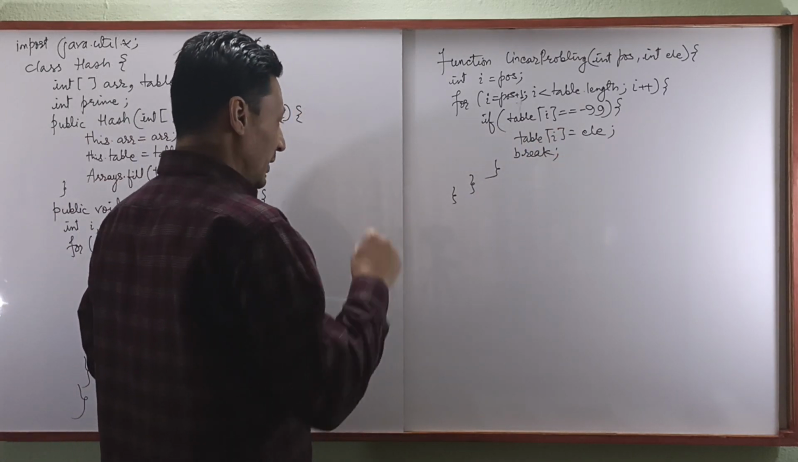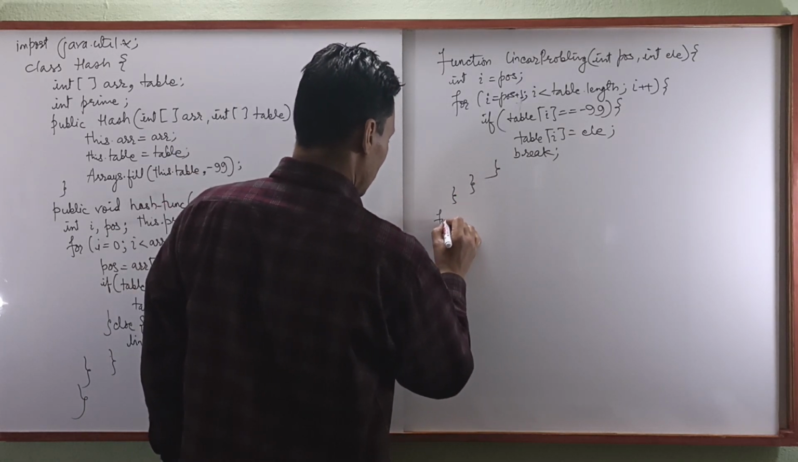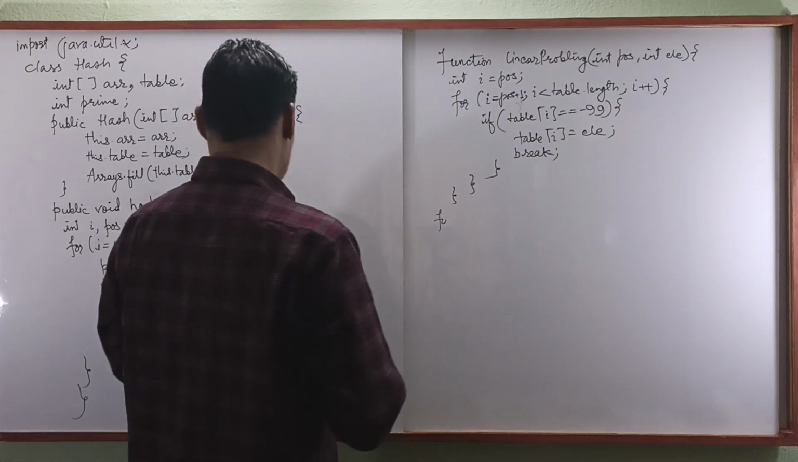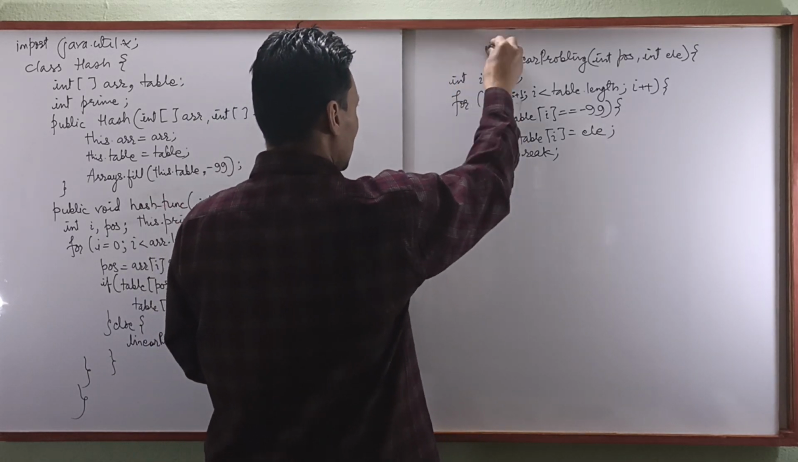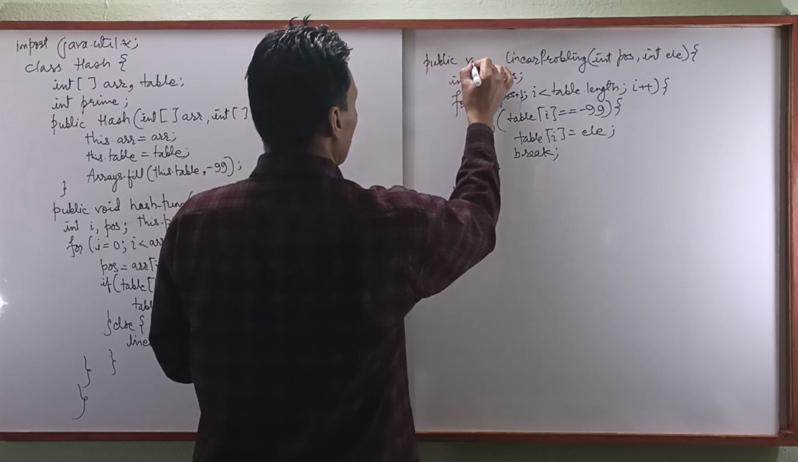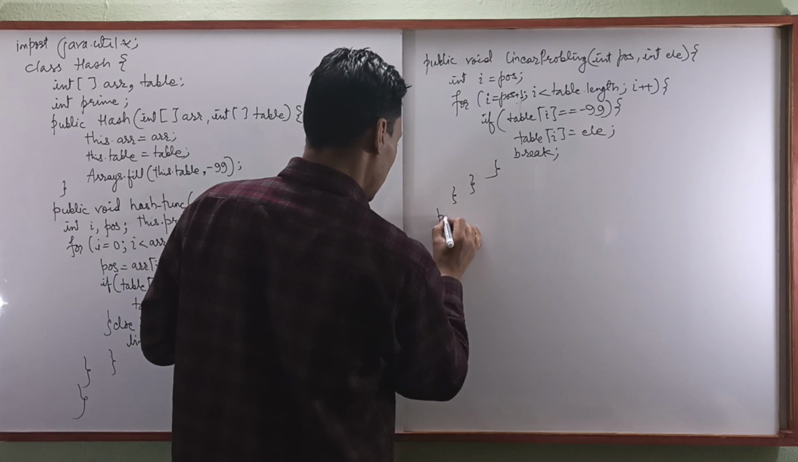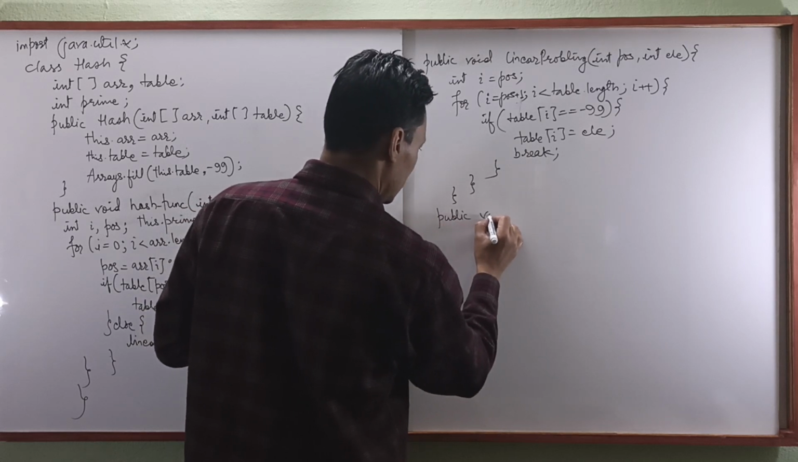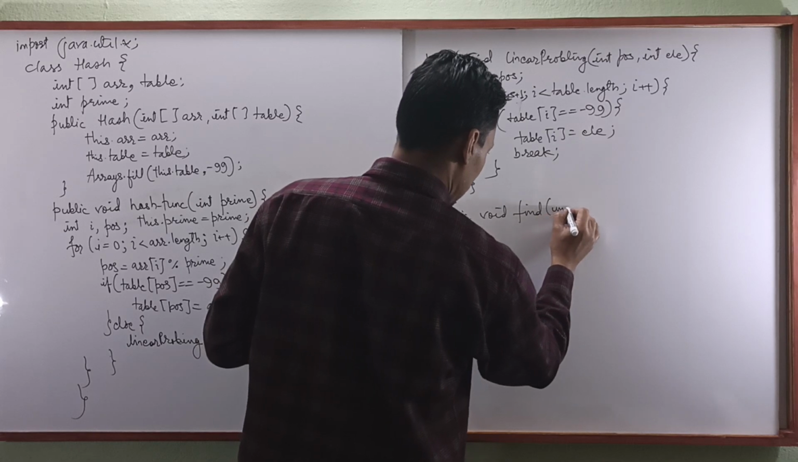Now let's write the method for finding the position of the element. Why am I writing this function here? In Java, I cannot write a standalone function. It should be public void, let's suppose find(int element).